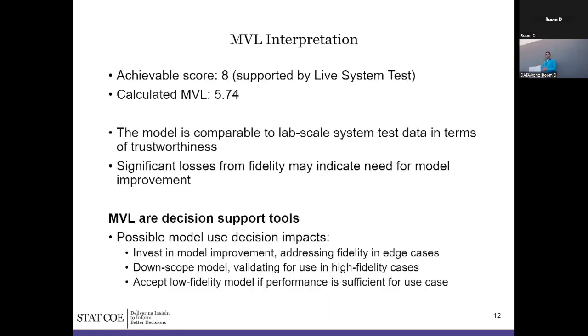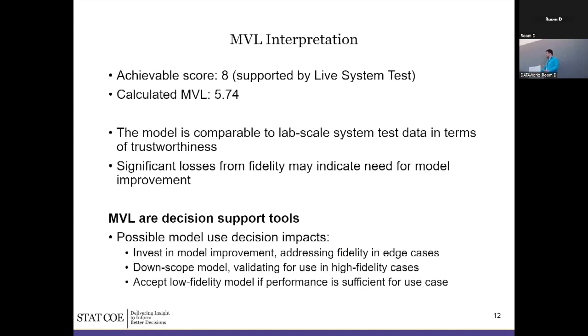Okay, the maximum achievable score we could have gotten with this was 8. We got a score of 5.74. That would tell us that this model is comparable roughly to lab scale system test data in terms of how much we're going to trust it. Now we see significant losses here from fidelity, as we've already stated. What does this mean for us?